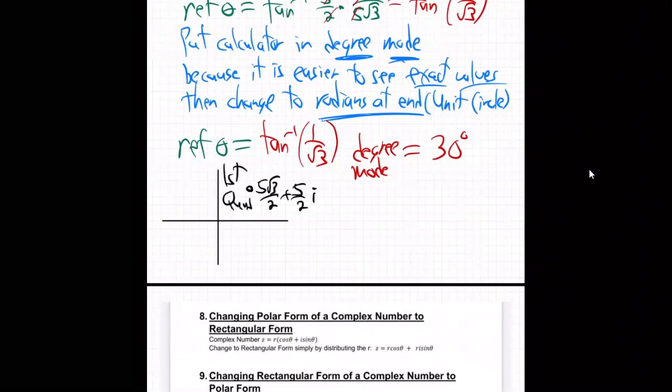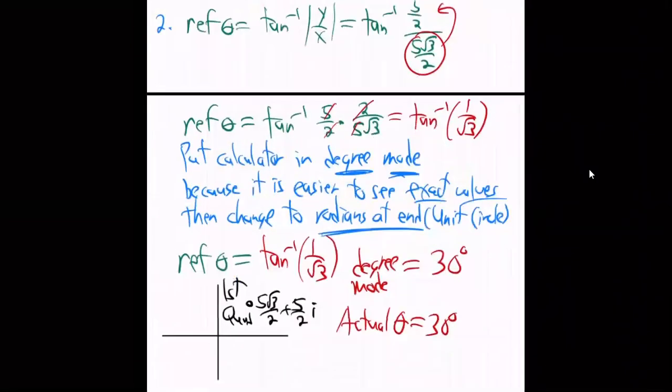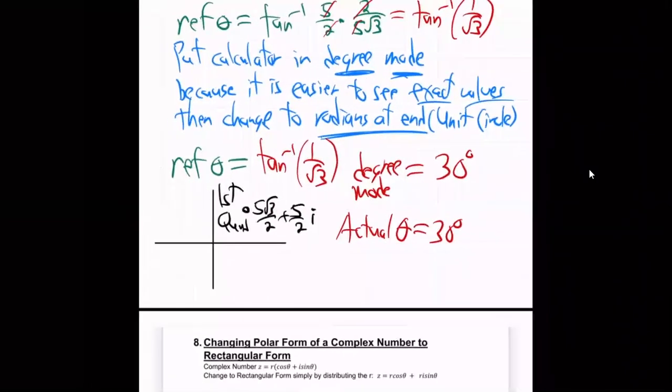So since it's first quadrant, the actual angle is the same, isn't it? Now, if it was second, third, or fourth quadrant, you know about those different formulas, and we'd have to adjust it: 180 minus the reference for second quadrant, 180 plus for the third, 360 minus for the fourth. You know all those formulas. So the actual angle is 30 degrees.